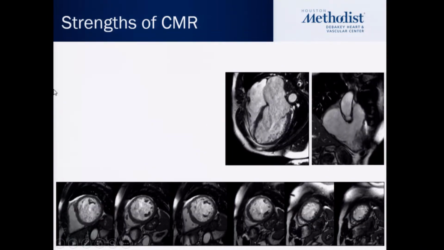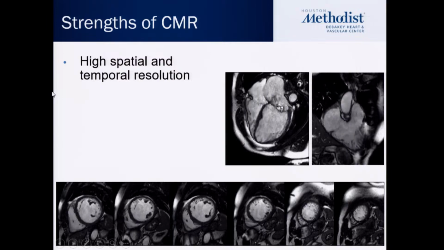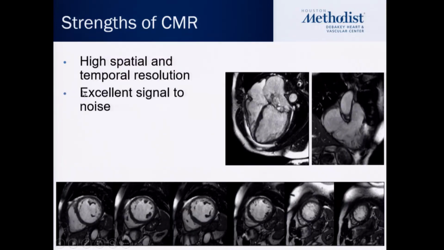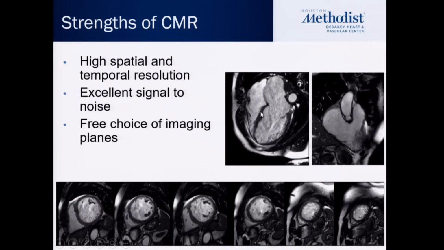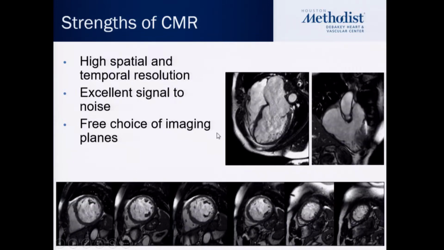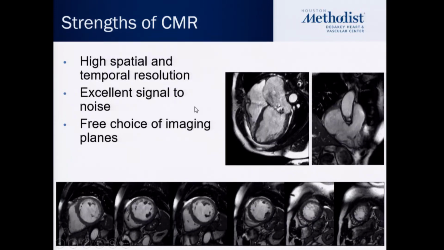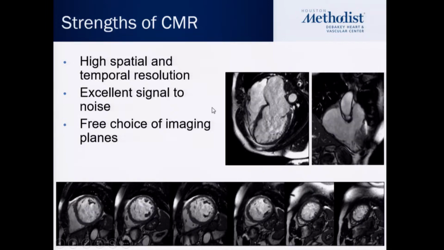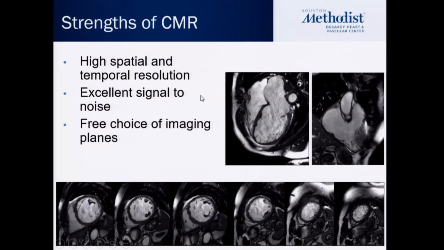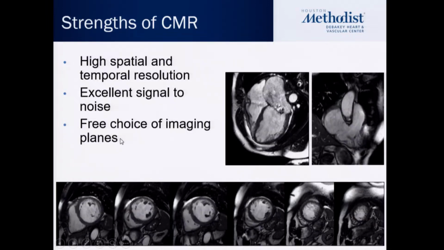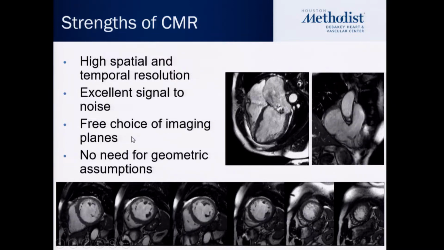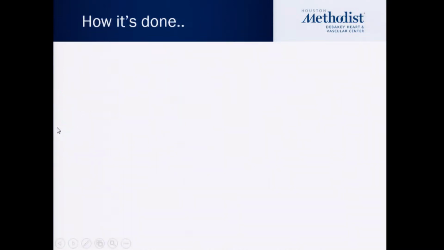Now, what are the advantages of CMR? You get high resolution, both in the spatial and the temporal domains. Excellent signal to noise, and notice your ability to delineate what part is myocardium and what part is LV cavity. So very high contrast resolution, as opposed to CT where it's more shades of gray. Here it's more black and white. You get free choice of imaging planes, and you can get any assessment of any cavity without geometric assumptions.